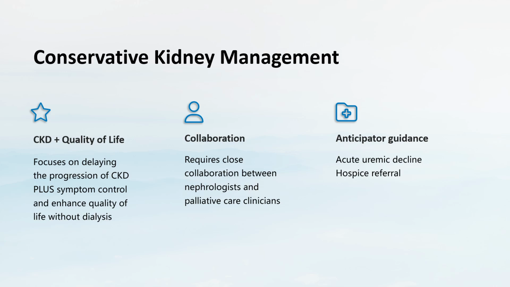It is important to note that people choosing this option typically do fine until late CKD, such as having an eGFR of 5 or 6 milliliters per minute, but then there is an acute uremic decline when people develop uremic symptoms, lose weight, have poor appetite, and experience an acute decline in functional status. This decline is a part of the anticipatory guidance from palliative care clinicians and is usually a time for a hospice referral for active symptom management.